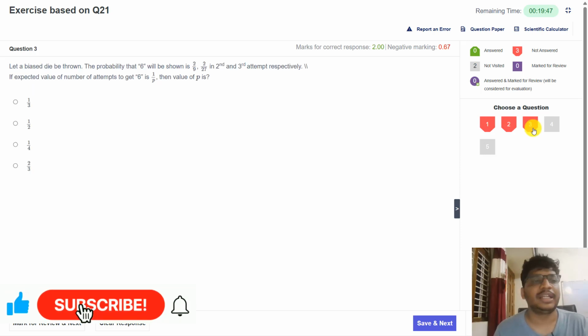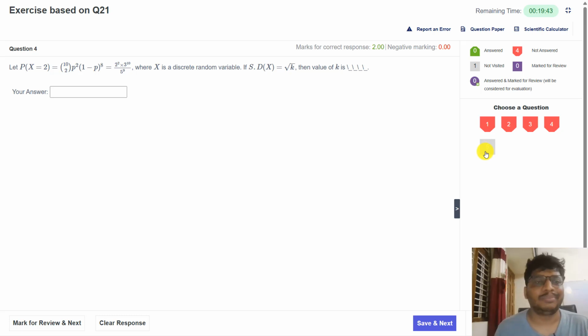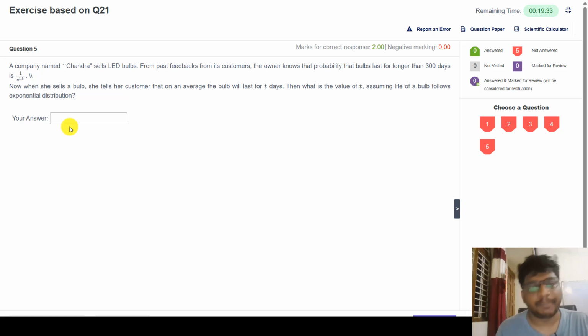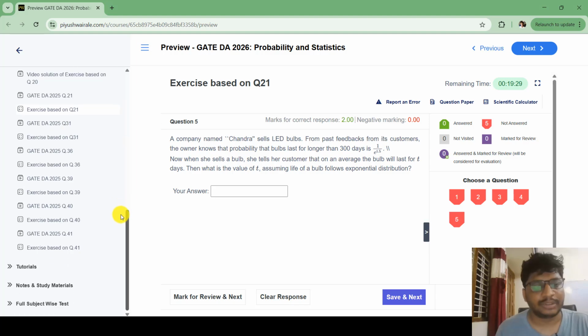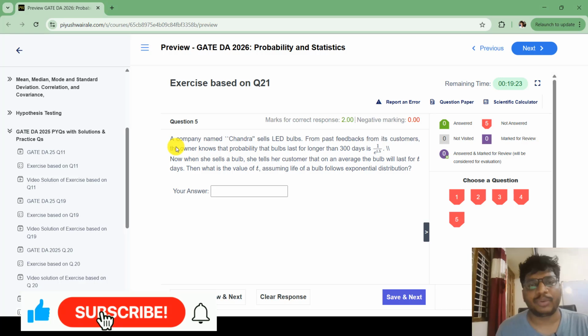You can see here each question is a different one, but based on the same concept we have discussed as a part of the previous year question. So please try to solve these questions. It can be very useful for your GATE DA preparation, right? This is what we have done for the probability and statistics course, and we are going to do this for all the courses.